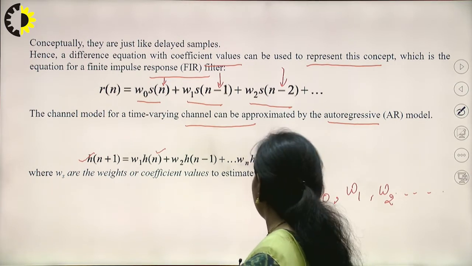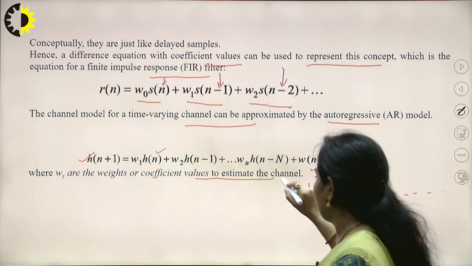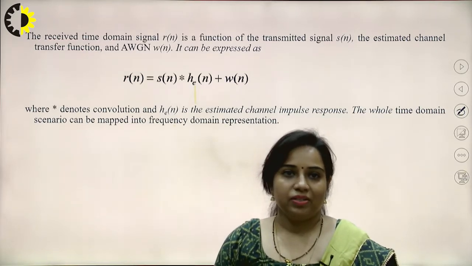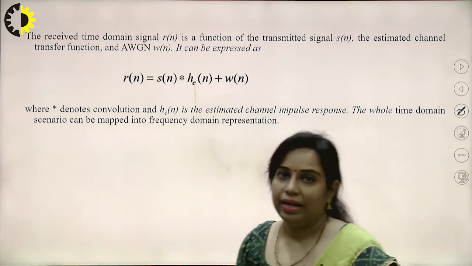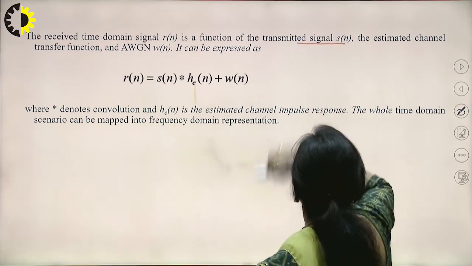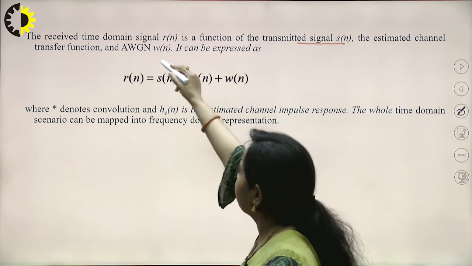So this is the initial version. Now where Ws are the weights or the coefficient values to estimate the channel model. Now next is the received time domain signal, that is denoted by Rn, is a function of transmitted signal Sn, the estimated channel transfer function, and AWGN, that is denoted by Wn.